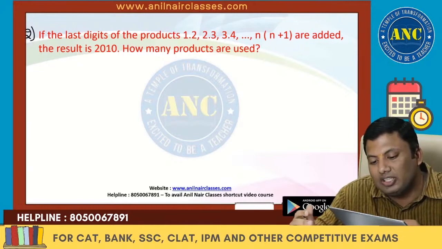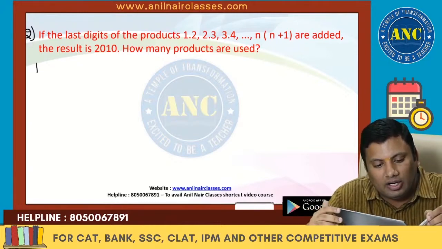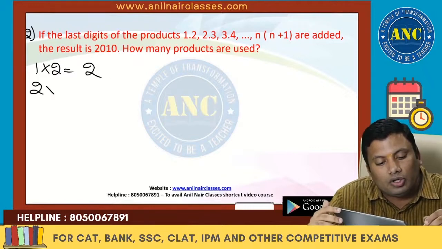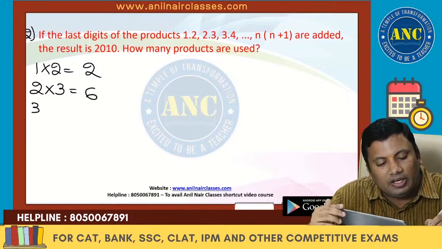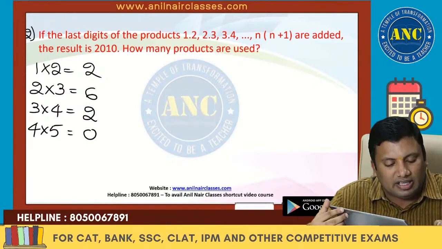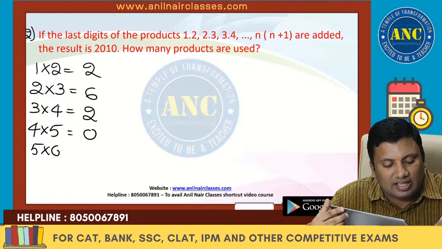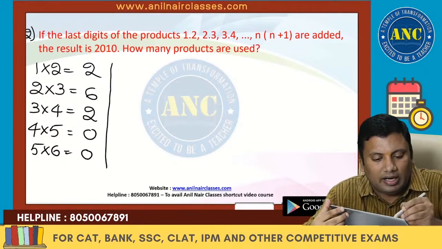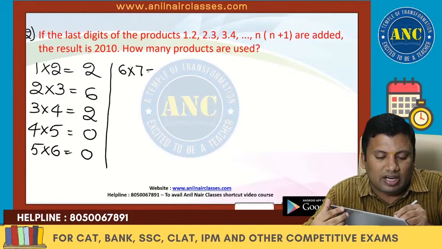If we take the last digit of the product, 1 into 2 is nothing but 2. 2 into 3, last digit only we require, which is the unit digit. 3 into 4 is nothing but 12, which is 2. 4 into 5 is 20, and the unit digit is 0. 5 into 6 is 30, again 0. Now let me write here so that you will understand the pattern.